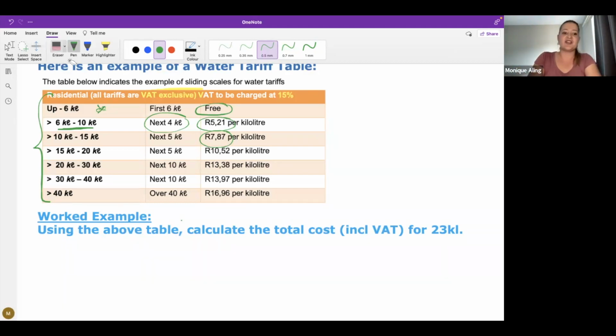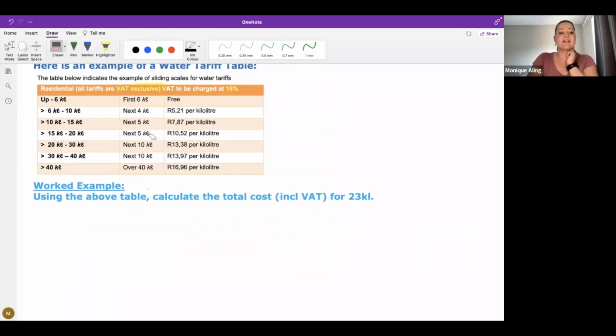Okay, but let's actually do an example so we can understand this table better. The first example says, using the above table, calculate the cost, including VAT, for 23 kiloliters. Does anyone want to try answer this question? Or just give us a starting point? Where would I start?